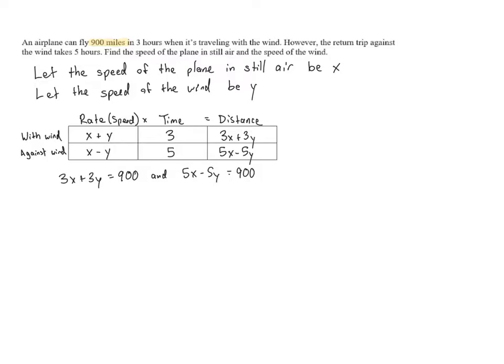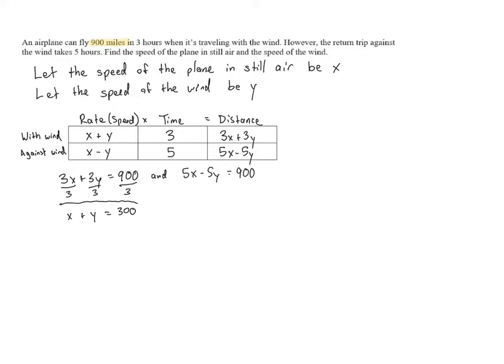I want you to look at the first equation, 3x plus 3y equals 900. In that equation, all of the terms are divisible by 3, so we are allowed to divide both sides by 3, and because everything's divisible by 3, it's going to make the numbers smaller and easier to deal with. If we divide the left-hand side by 3, that leaves us x plus y. On the right, 900 divided by 3 is 300.